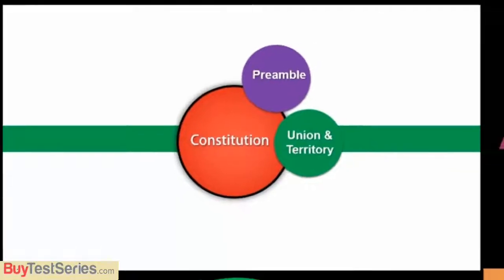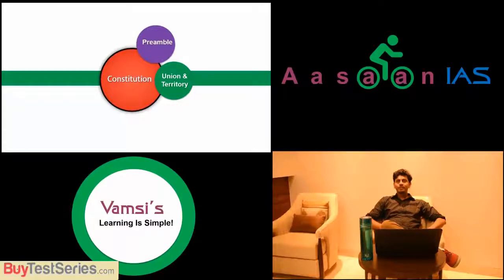Then we'll see union and territory. You know that India is a union of states, not federation of states. So we understand here the formation of various states, the chronological order, how the states are evolved. Now we have 29 states and 7 UTs, how they are evolved over a period of time, from independence. All the things we'll understand here.